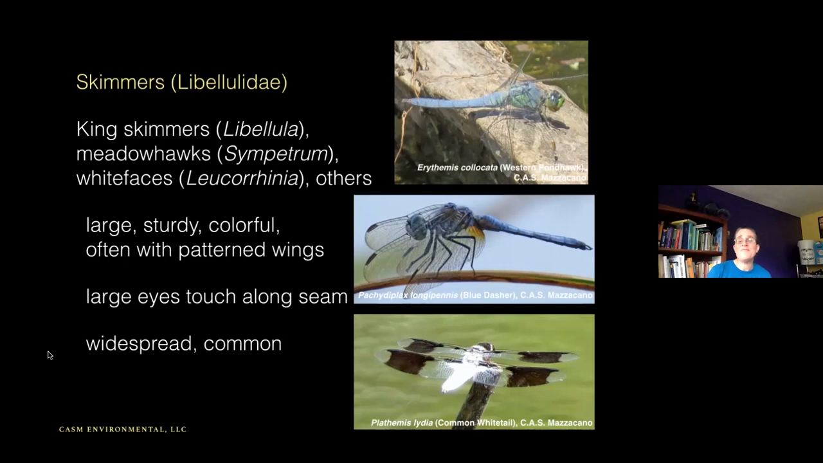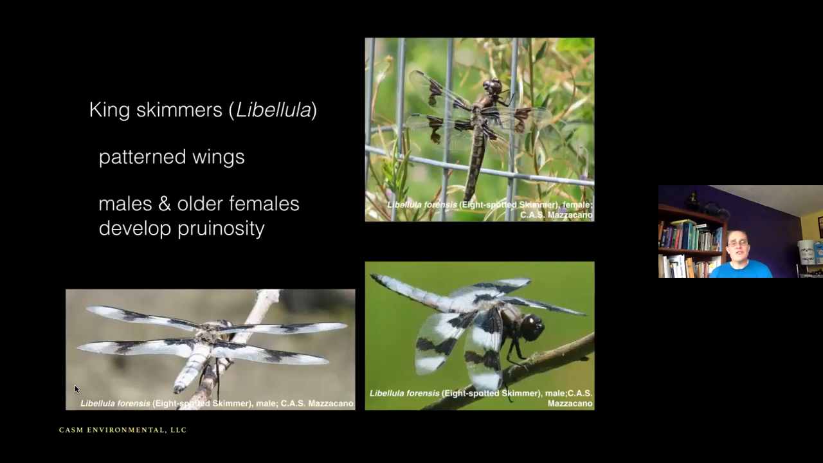And they're really gorgeous. Similar to the darners, those big eyes are squished together on top of the head, and they touch along the seam. And as I said, they're widespread and common. But one good thing about that is it can make them really, really easy to identify, even just from a photo. So we'll start with the genus Libellula, which is the king skimmers is the common name.